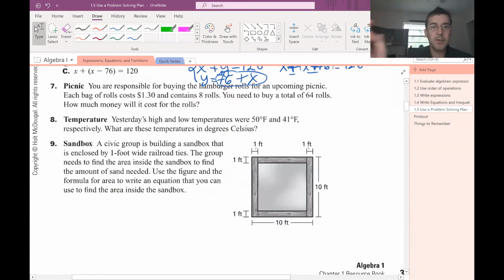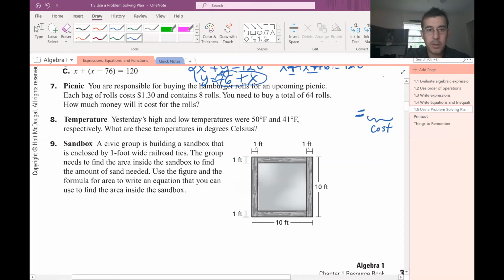Number 7, you're responsible for buying the hamburger rolls for an upcoming picnic. Each bag of rolls costs $1.30 and contains 8 rolls. You need to buy a total of 64 rolls. How much money will it cost for the rolls? So it's basically you need to get the cost. So this is the cost. That's what we have to find out.